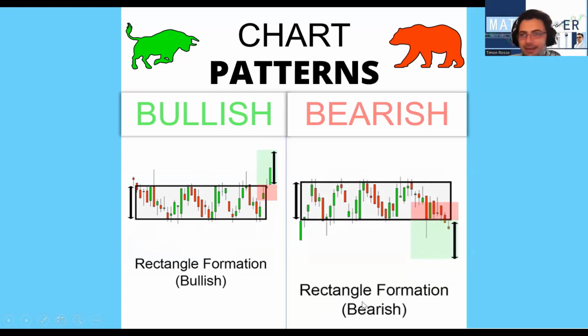The opposite is a rectangle formation, but bearish. So what I call this is a bearish box formation sometimes. The price forms a box formation, and instead of breaking up, it breaks down. You set your stop loss at 50% of the height of the box formation or above the box formation resistance, and you set your take profit twice as much as what you're willing to risk.